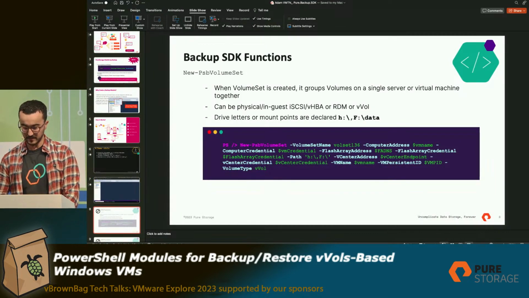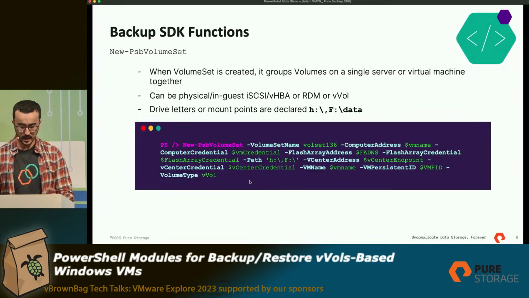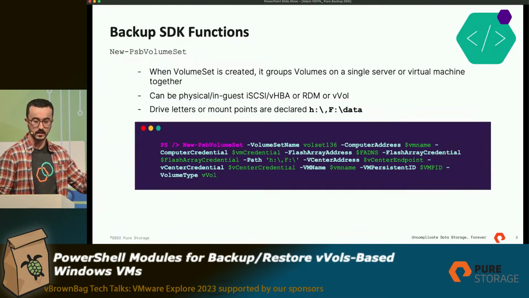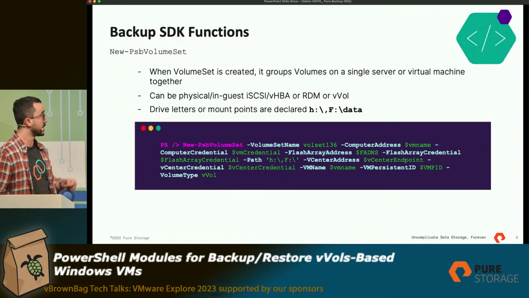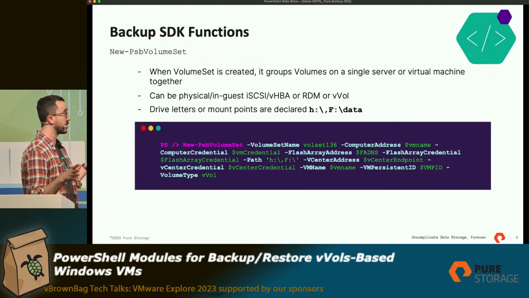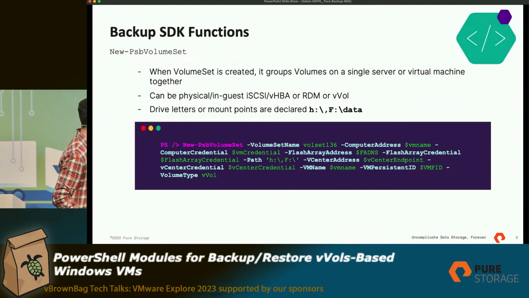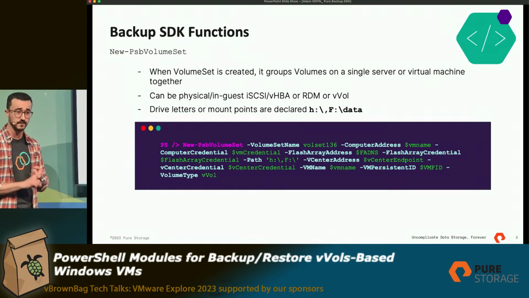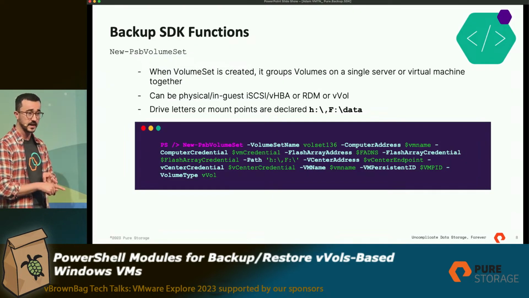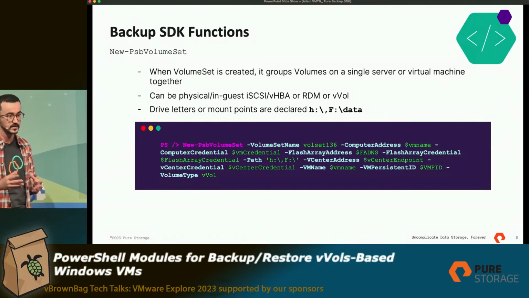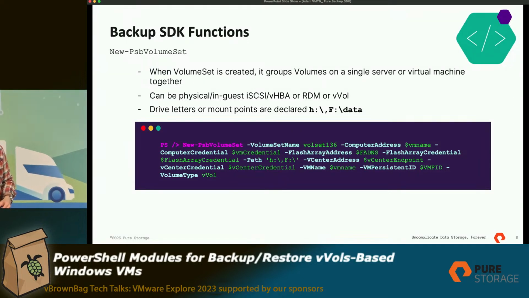So a couple of things I just want to have as a segue here. Just to reiterate, the main three functions. The new BSP volume set. This is where I can group my volumes for a single server, or for the volumes that attach to the same virtual machine in one persistent group. I can pass here the volume type. So for now, we support the vvols, RDMs, or in-guest iSCSI, or the virtual Fibre Channel if you have Hyper-V and you want to do some vHBA. This is the only thing we support for the beta release.